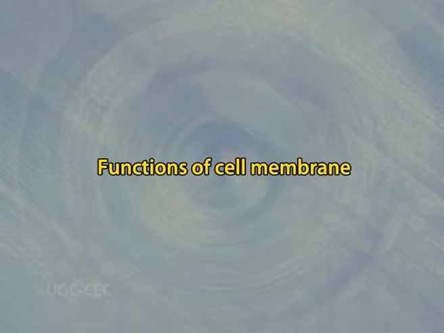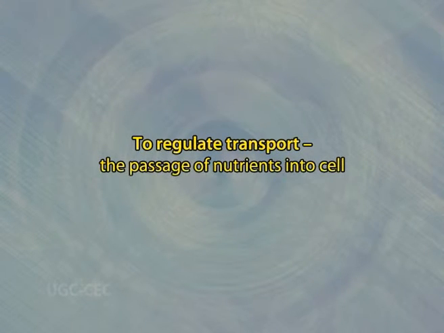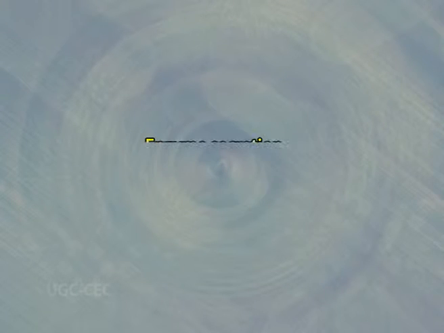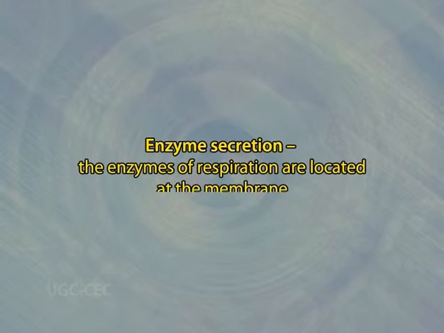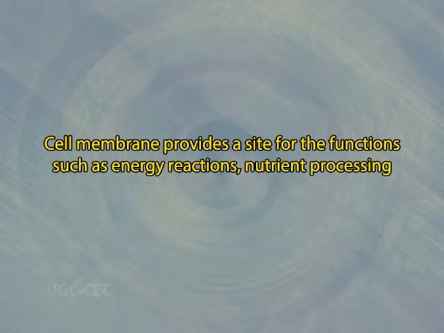Now functions of the cell membrane. Firstly, to regulate transport, that is, the passage of nutrients into the cell and the discharge of wastes. Secondly, enzyme excretion. The enzymes of respiration are located at the membrane. Macromolecules like carbohydrates, proteins and fats cannot permeate through the cell membrane. The enzyme is needed to break the macromolecules. Now the cell membrane provides a site for functions such as energy reactions, nutrient processing and synthesis.